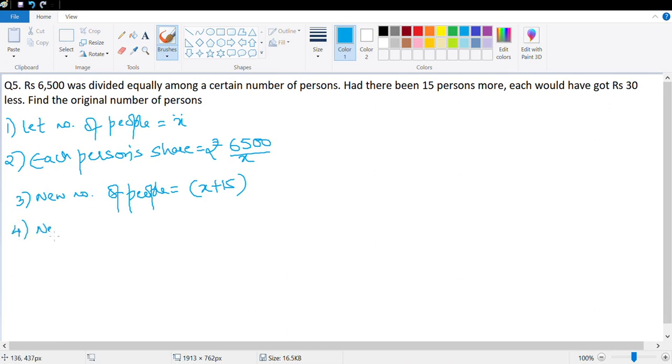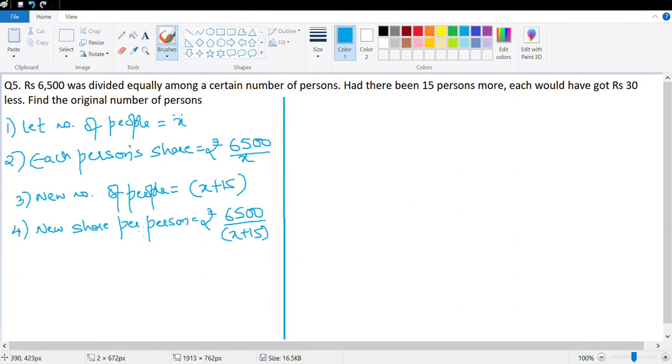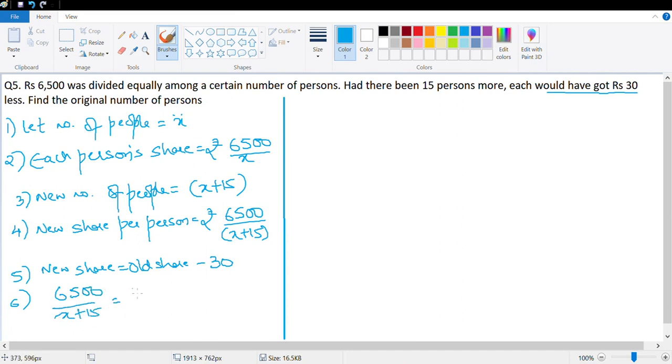And new share per person would be total amount of money, which is still the same, 6,500, but now there are more people, which is X plus 15. Now let's see if there's any relationship given between new share and old share. Each would have got rupees 30 less, which means new share is equal to old share minus 30. Yes, new share is 30 less than the old share. Perfect. Let's substitute values. So what we get is new share, which is 6,500 upon X plus 15, is equal to 6,500 upon X minus 30.